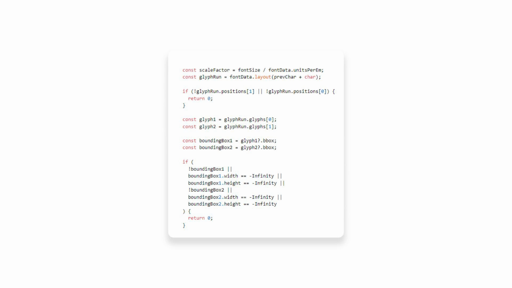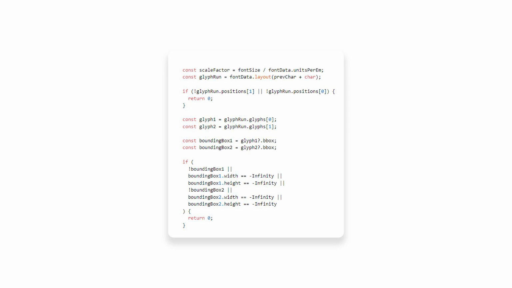1. Scale factor calculation. It calculates a scale factor based on the font size and the font's units per em. 2. Glyph run layout. The layout method is called on the font data using the combined previous and current characters, prevchar plus char, producing a glyph run that contains position and glyph data. 3. Validity check. It checks if the glyph run has valid positions for both glyphs. If not, it returns 0.